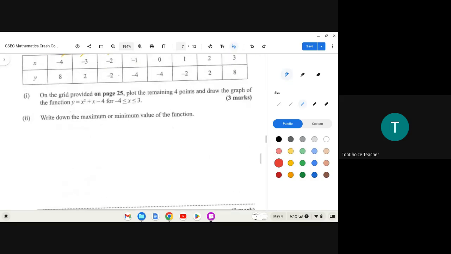So now that we plotted this, for 3 marks they want us to write down the maximum or minimum value. What do they mean by a maximum or a minimum value? Anyone want to tell me? What is a maximum or a minimum on a quadratic equation?